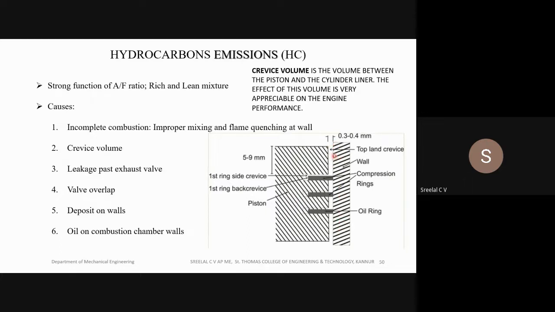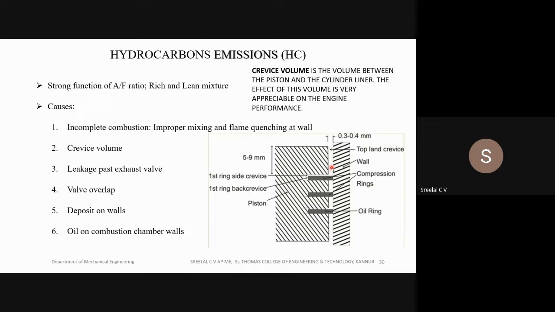So you have to understand what happens during the compression and combustion process: the mixture or the charge will be trapped inside this particular volume, this particular gap. During the compression and the combustion, around 3 to 3.5% of the total charge will be trapped inside this volume.